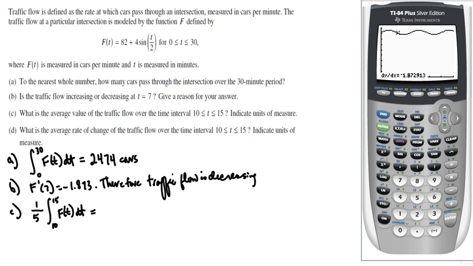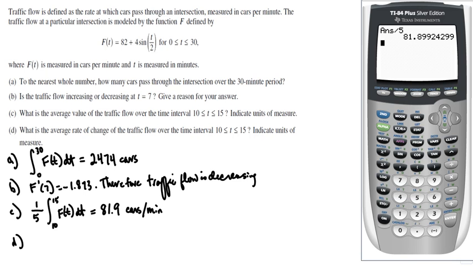And I can go to my calculator now and do second calc. I'm looking for the integral, option 7, from 10 to 15. I find that value, 409, and I'm just going to divide that by 5, and I get 81.9 rounded up. And since that's the average value of that function, it should have the same units as that function, which is cars per minute.